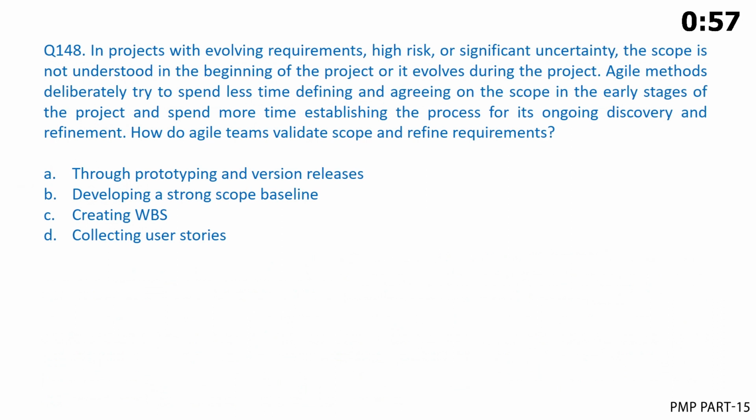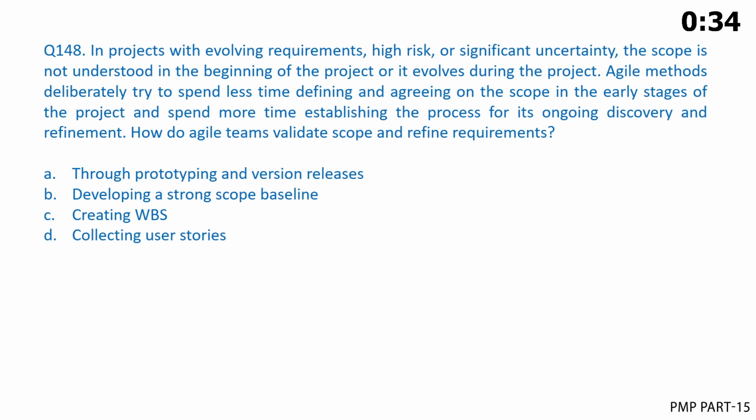In projects with evolving requirements, high risk, or significant uncertainty, the scope is not understood in the beginning of the project or it evolves during the project. Agile methods deliberately try to spend less time defining and agreeing on the scope in the early stages of the project and spend more time establishing the process for its ongoing discovery and refinement.